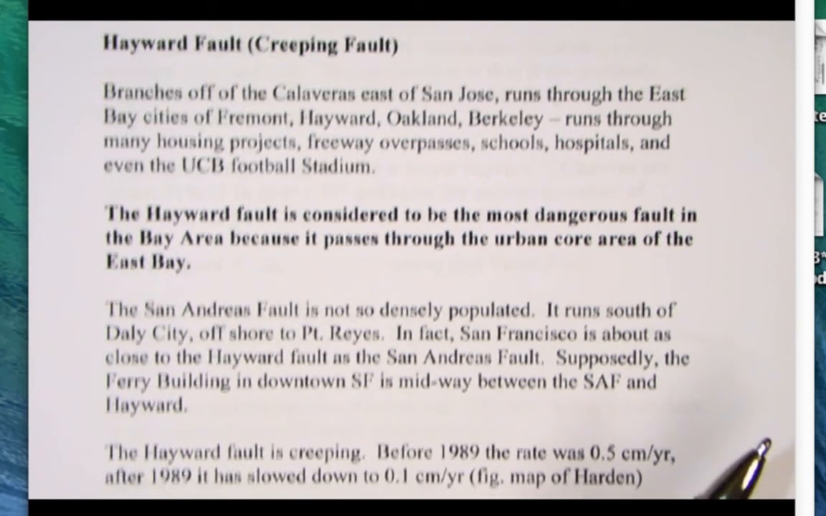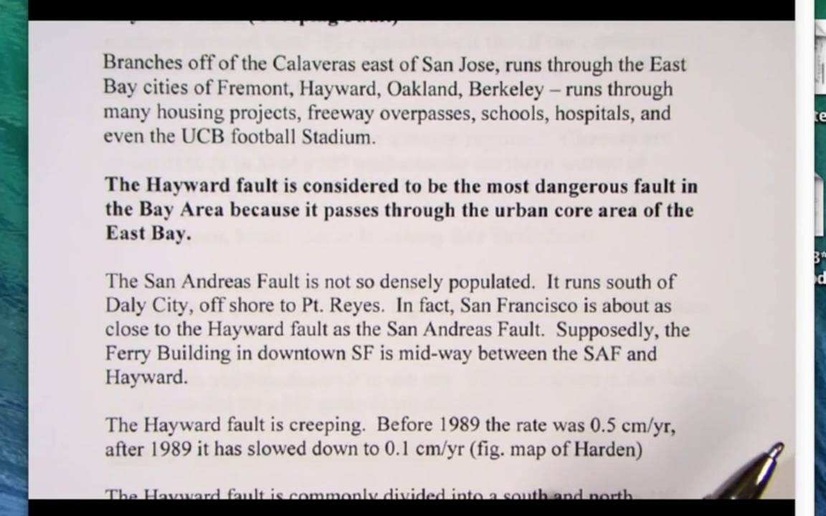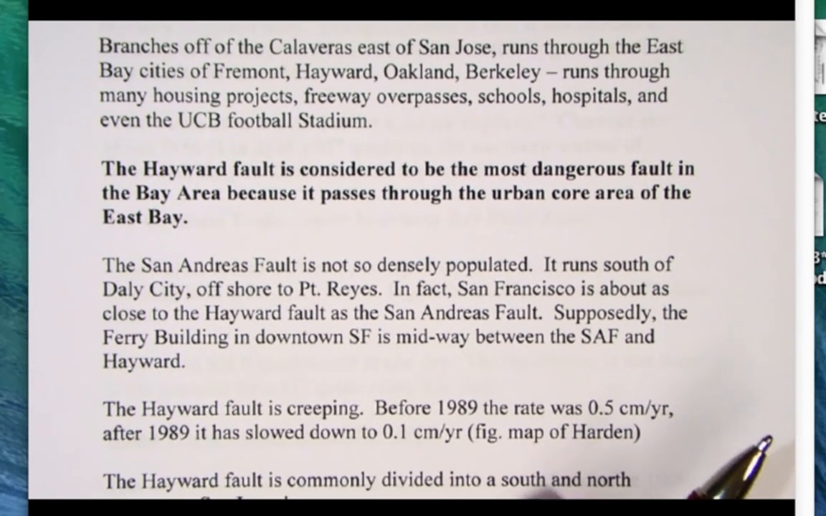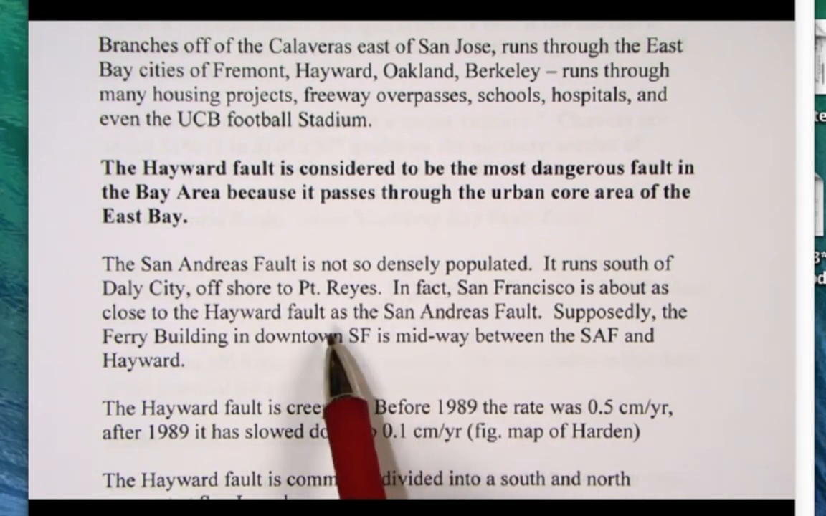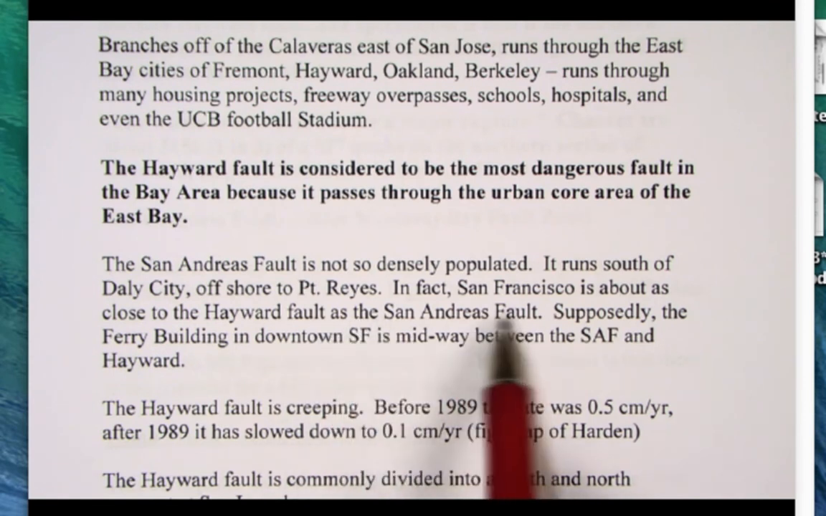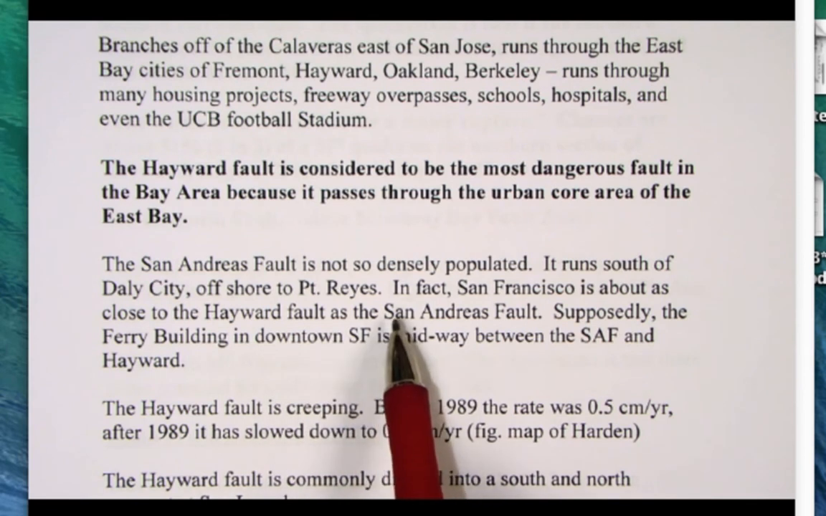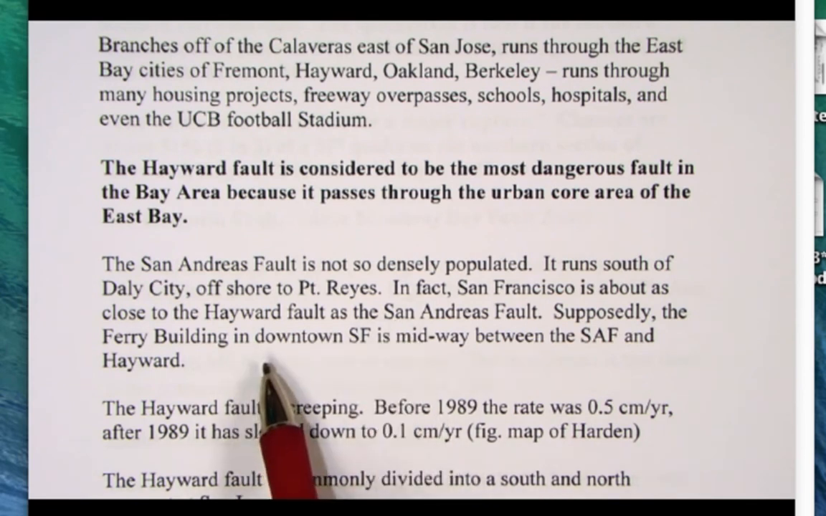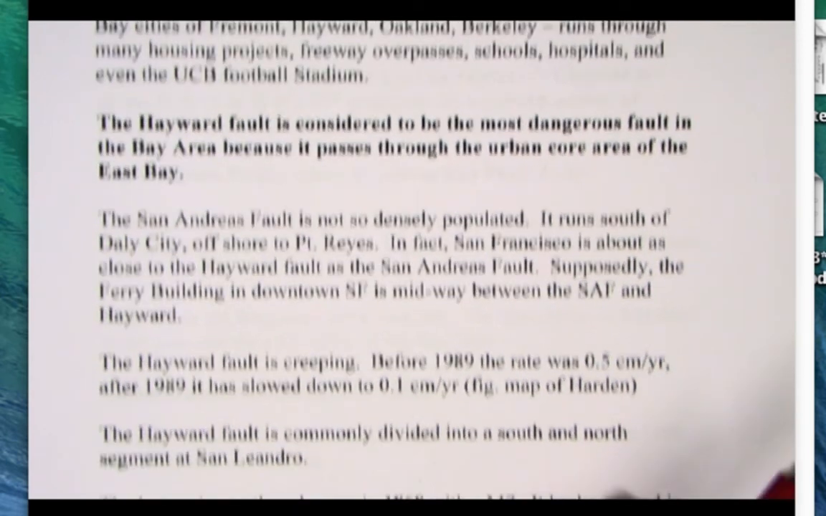The Hayward fault is considered to be the most dangerous fault in the Bay Area because it passes through the urban core of the East Bay. The San Andreas fault is not so densely populated. It runs south of Daly City, offshore of the Point Reyes Peninsula. In fact, San Francisco is about as close to the Hayward fault as it is to the San Andreas fault. And supposedly the Ferry Building there in San Francisco is about halfway between the San Andreas and the Hayward Fault.